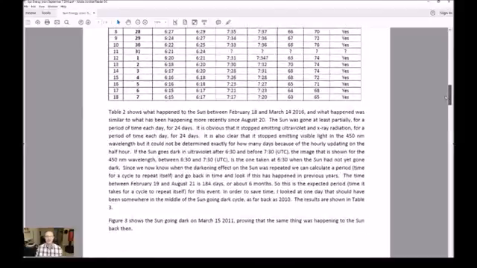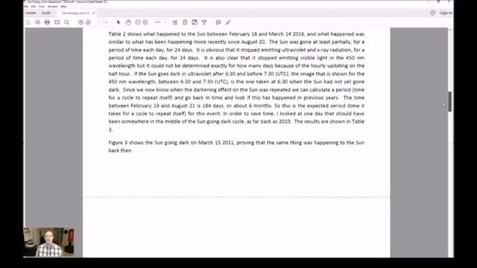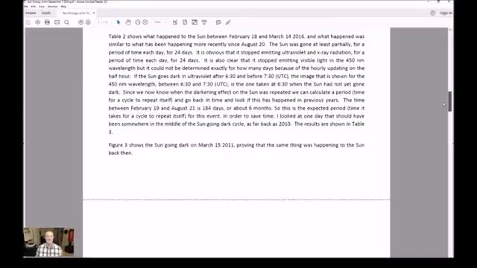Very cyclic pattern. Very secular pattern. Table 2 shows what happened to the sun between February 18th and March 14th of 2016, and what happened was similar to that which was happening more recently since August 20th. The sun was gone at least partially for a period of time each day for 24 days.